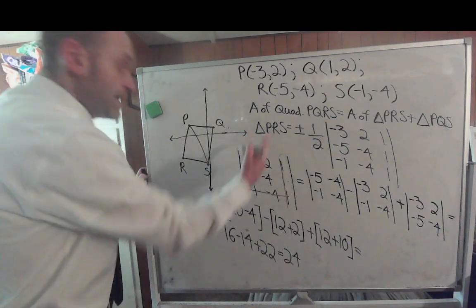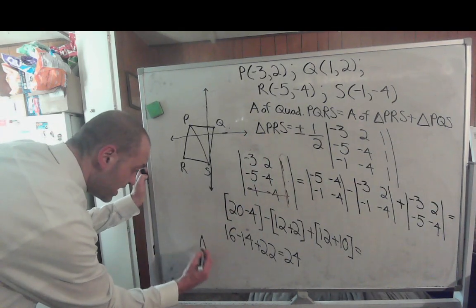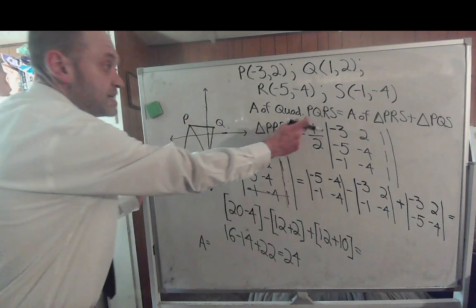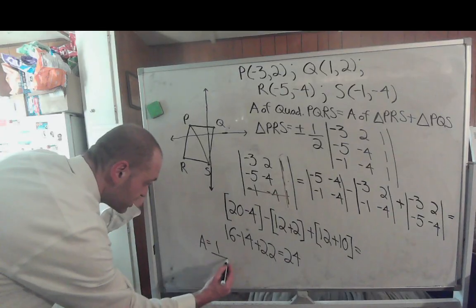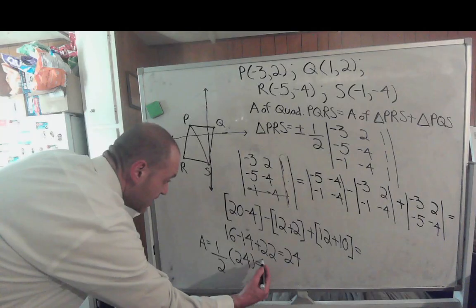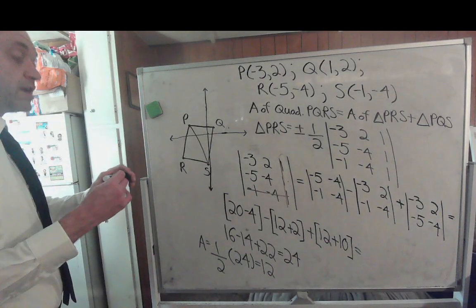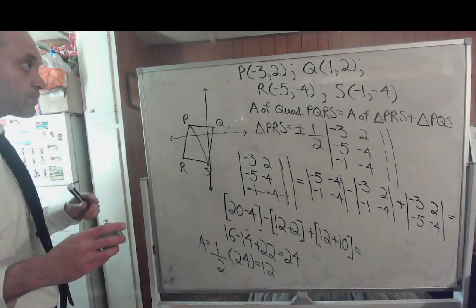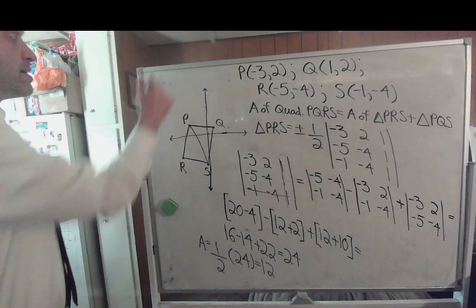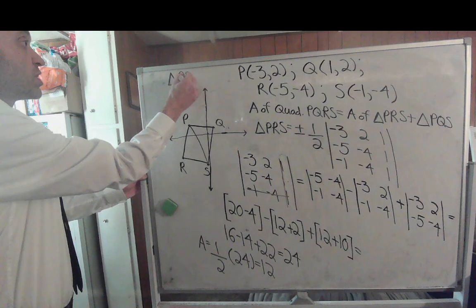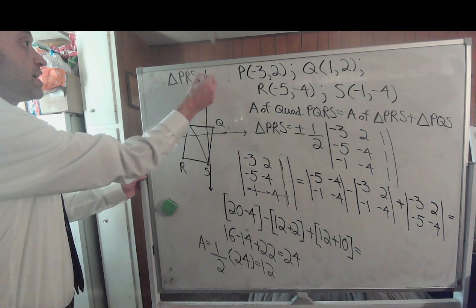Now to find this area, since the determinant was positive, that means we need to take positive 1/2. So that would just be 1/2 times 24. That means I get an area of 12 for triangle PRS. So I'll put the area up here: area of triangle PRS equals 12.